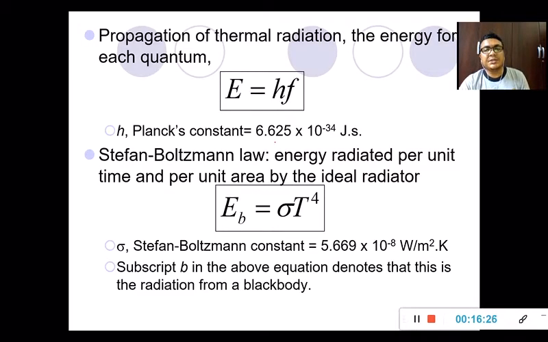Propagation of thermal radiation: the energy for each quantum E equals hf. Here h again is the Planck constant, which is 6.65 times 10 power negative 34 joule second. The Stefan-Boltzmann law states that the energy radiated per unit time and per unit area of the ideal radiator is actually Eb equal to sigma T power of 4, where the Stefan-Boltzmann constant, sigma, is actually 5.7 times 10 power negative 8 watt per meter square Kelvin.